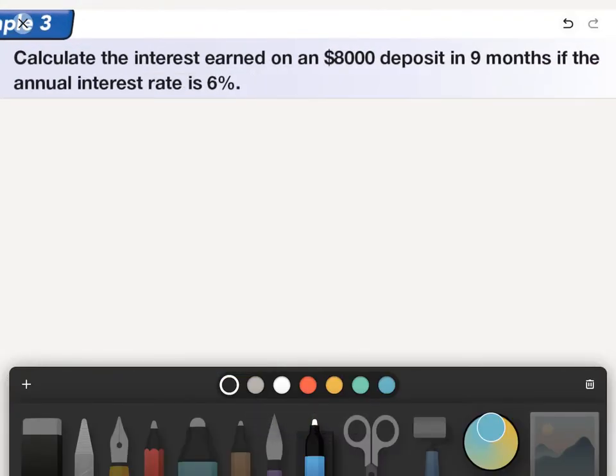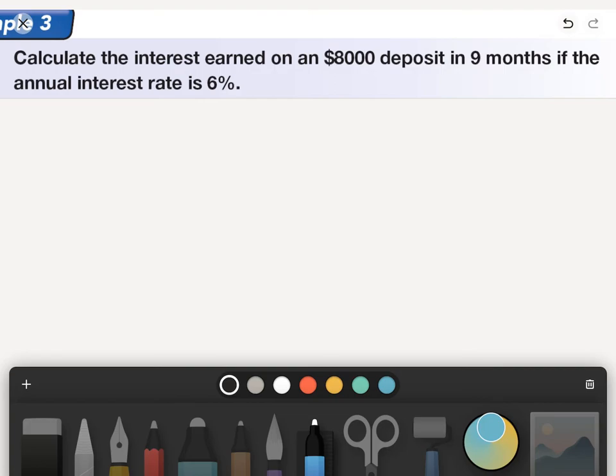All right. So that's an example of how that can work. Okay, so now I bet you can figure this out. However, let me just give you a hint on it. So calculate the interest earned on an $8,000 deposit in 9 months if the annual 1-year interest rate is 6%.